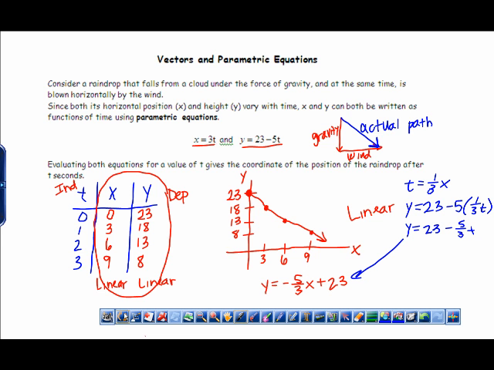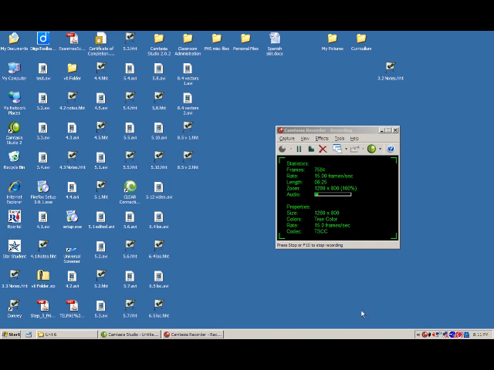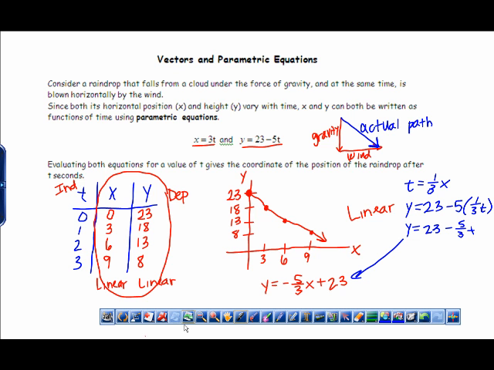All right, there is a parametric mode on your calculator. Not going to show it to you in this lesson because you don't need it for this lesson, but that is something we'll talk about in class. Okay, next example.